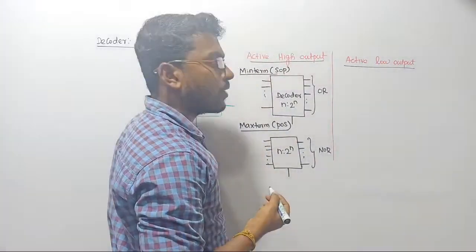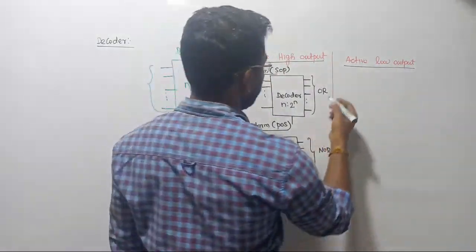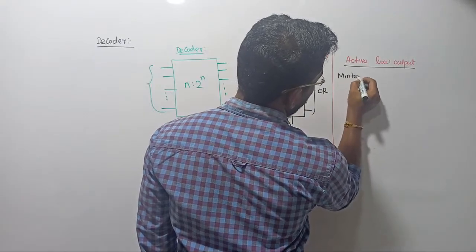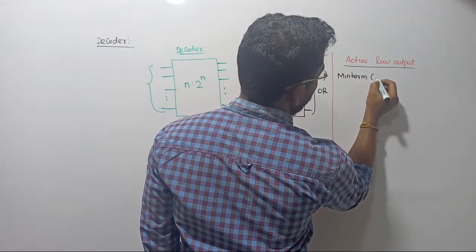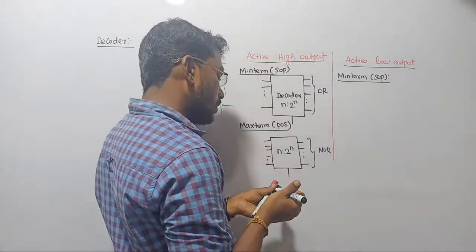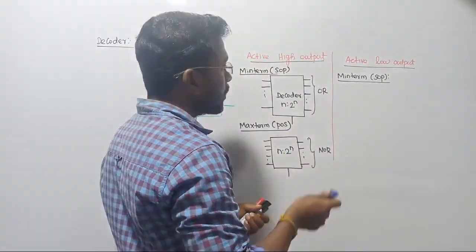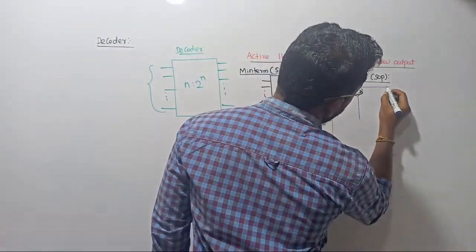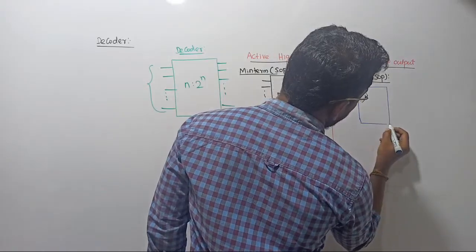Now when we are discussing active low output, once again, in order to implement the min term, that is SOP, sum of product, what do I have to do? Let's see what we need to do here. Once again we have to consider the decoder. Let's see how to do that.